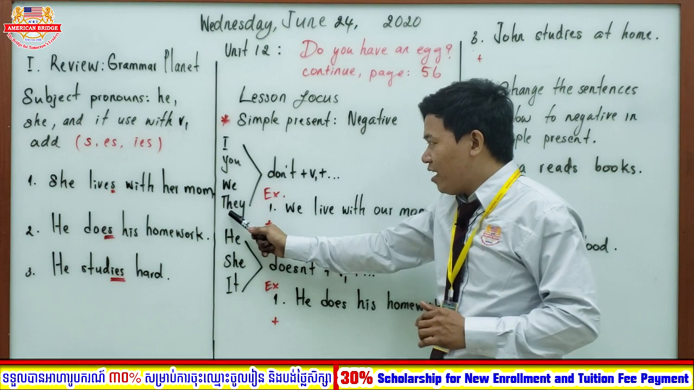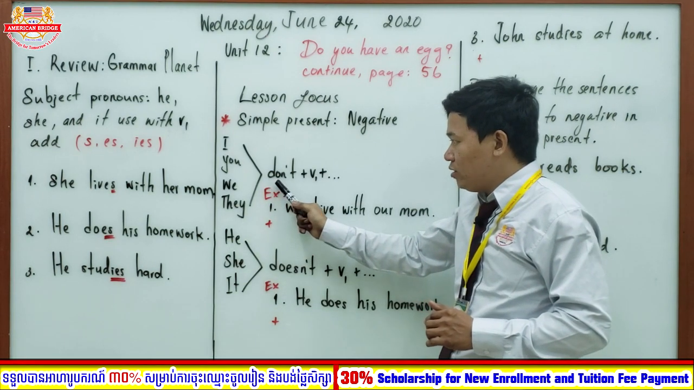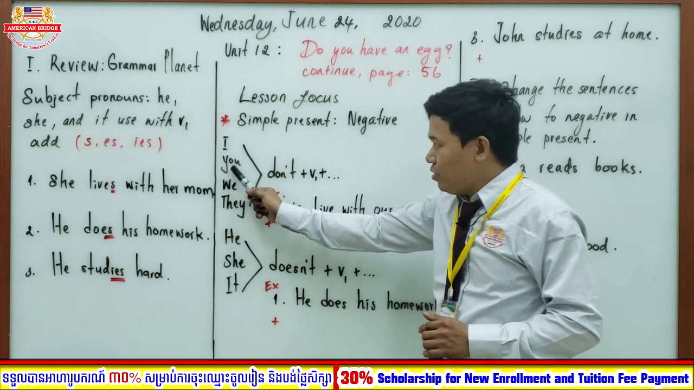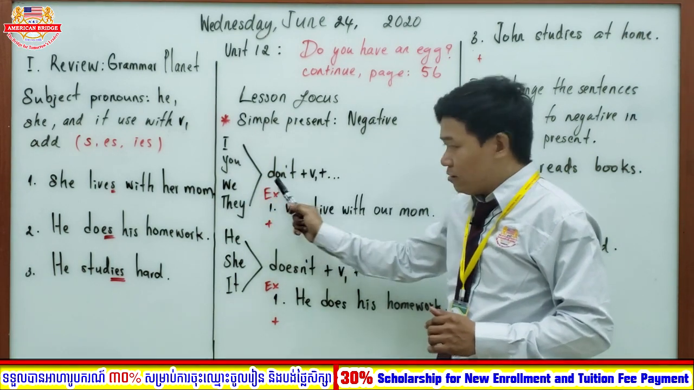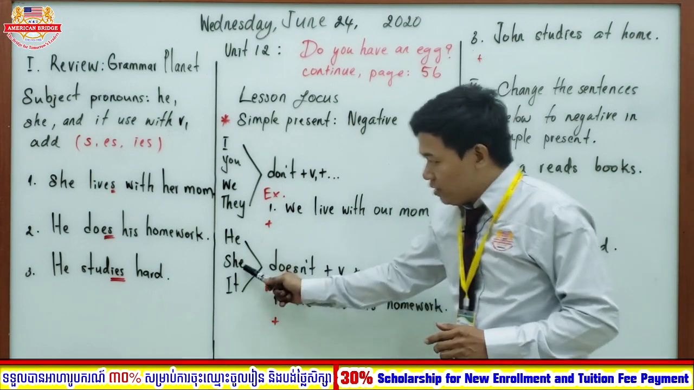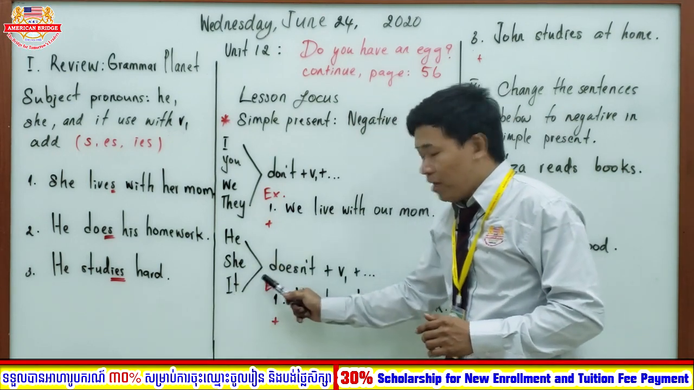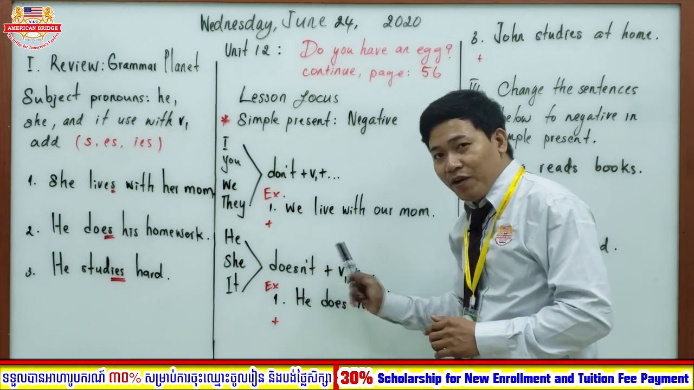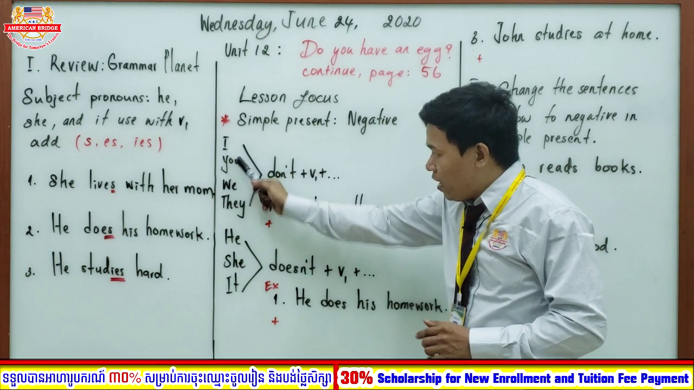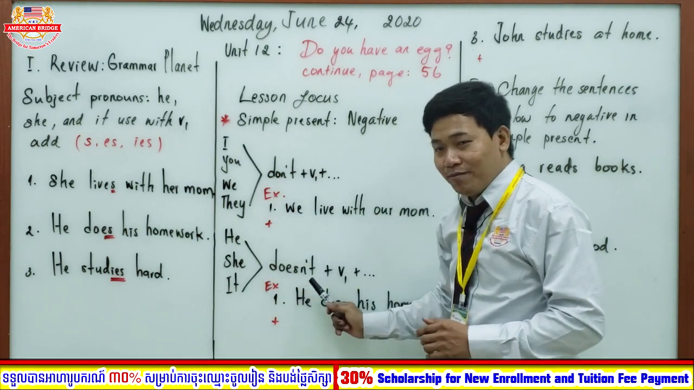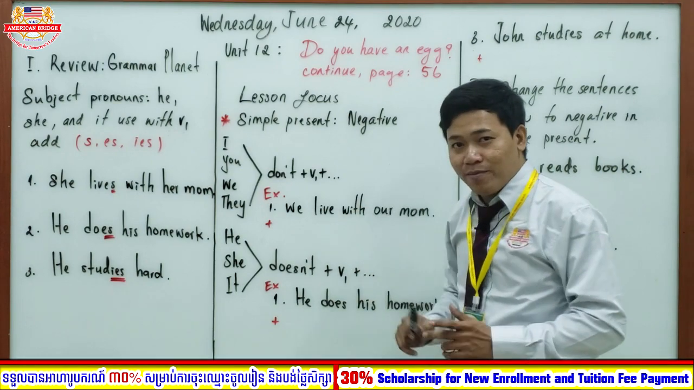I, you, we, they, plus don't, plus verb 1. Again. I, you, we, they, plus don't, plus verb 1. How about this? He, she, it, plus doesn't, plus verb 1. A little bit different, right? Subject pronouns I, you, we, they, plus don't. He, she, it, plus doesn't, but plus verb 1 the same, right?